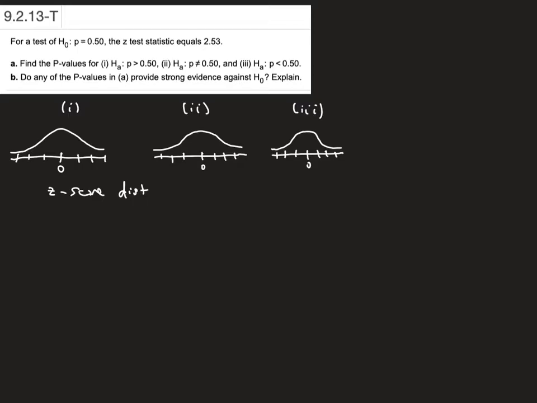And then they're fast forwarding us to the end of the whole process and giving us that the z-score involved here is 2.53. So without going through the process of setting up the curve and figuring out the standard error and figuring out where our p-hat sits on that curve, they're just fast forwarding us right to the end.